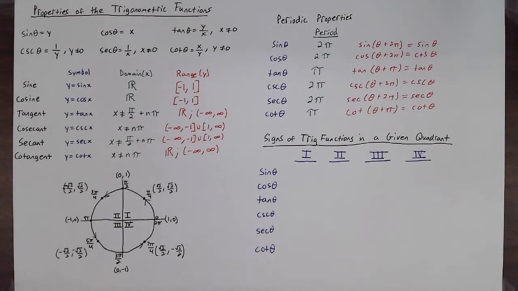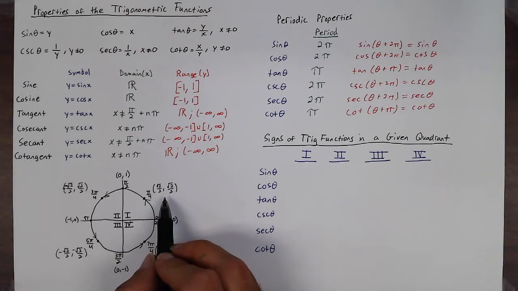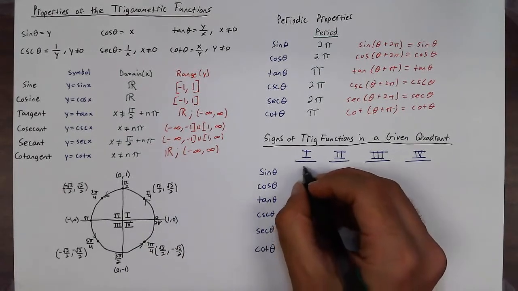Now, last thing to talk about is the sign of these functions, depending on which quadrant we're in. It can really help with learning like your unit circle values, as well as just understand what the value of a trig function would be based off its angle. Now, starting off, since x and y are positive in the first quadrant, all of these trig functions are positive in the first quadrant.